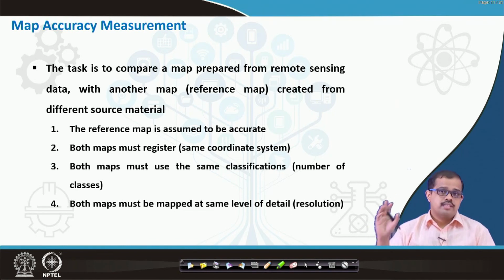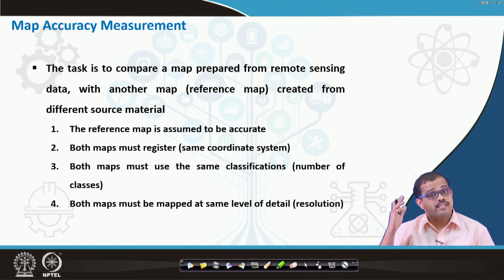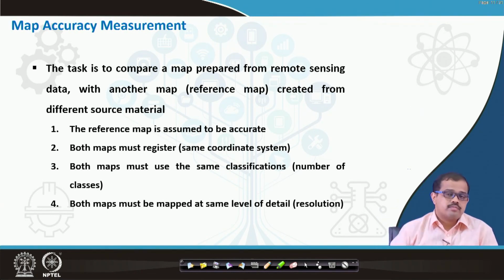Okay. When I say reference, same datum, same coordinate system, same projection. Okay. Both maps must be of the same classification. If you have used 4 classes, where the first class is urban, second is water, third is vegetation, and fourth is others, then the other map also should be of the same 4 classes, if you have to compare the accuracy, and both maps must be mapped at the same level of detail. So, if you understand this, then you will be able to understand the specifics that we will look at when you are looking at a particular map. So, everything should be the same.